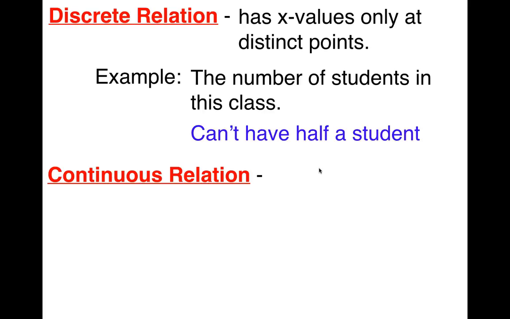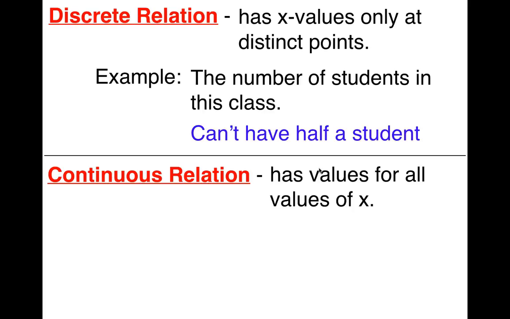We can't have a third of a student, a fourth, etc. It's a whole student, okay? Continuous relations basically have values for all values of x, okay? All in between.